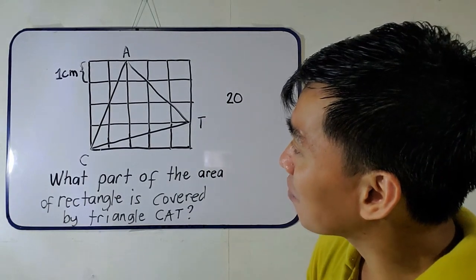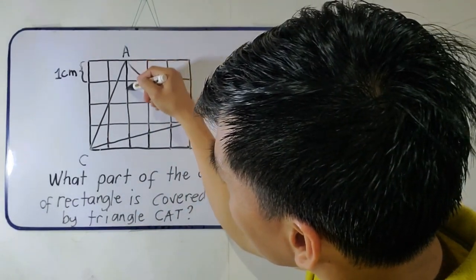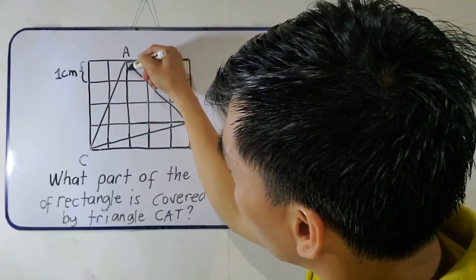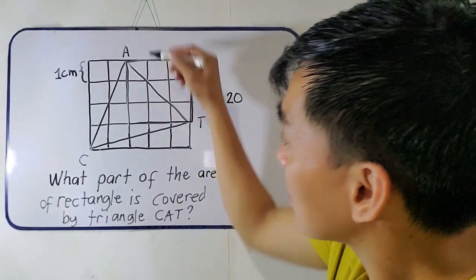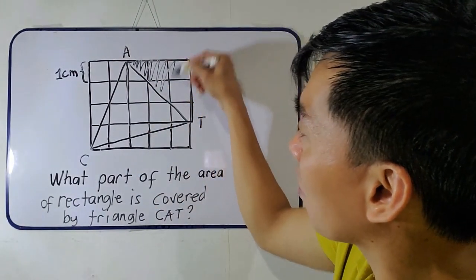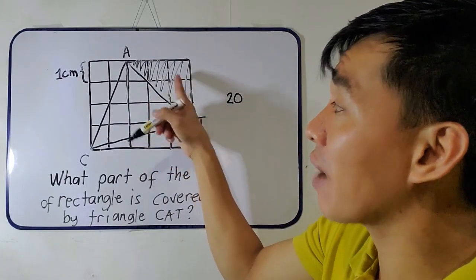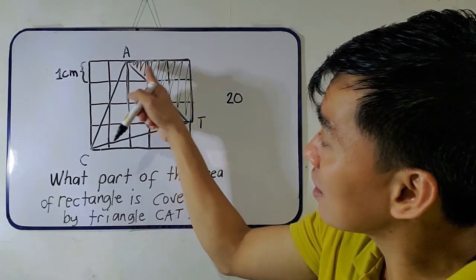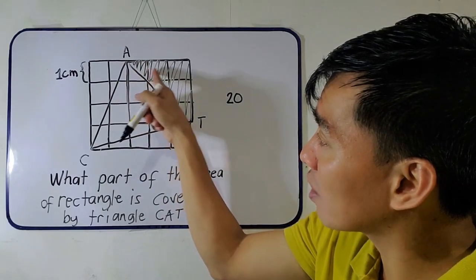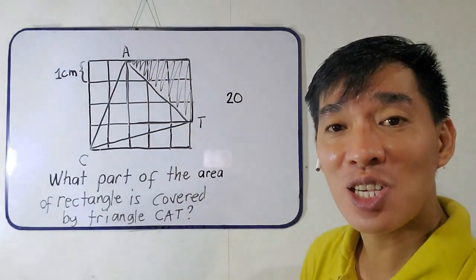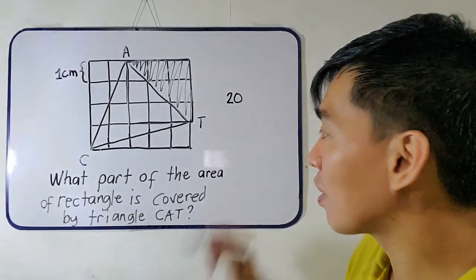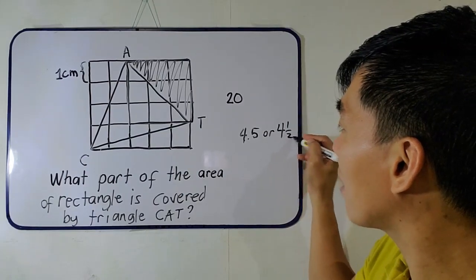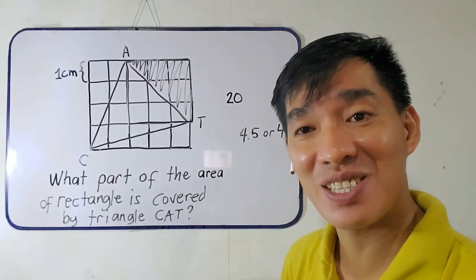Okay? So this time, if you notice this one, this forms a square, and in this square half of it is covered by the triangle and the other half of it is not covered by the triangle. Of course, if this is 9 square centimeters, 1, 2, 3, 4, 5, 6, 7, 8, 9, you will divide it by 2, therefore that's 4.5 or 4 and 1/2 that is not covered by the triangle.